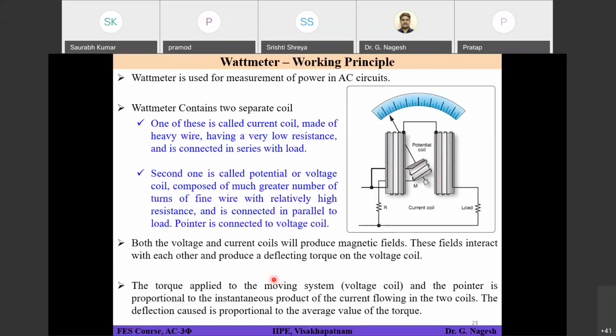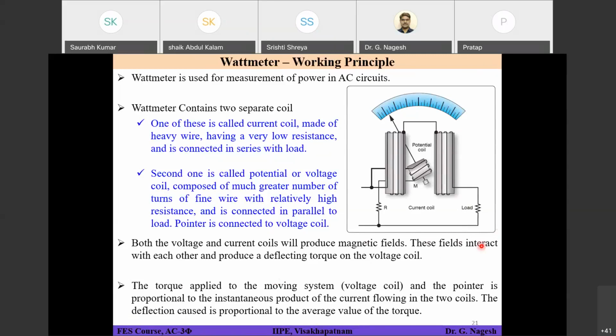Right. So basically, which instrument is used to measure power? Hello. Which instrument? Yeah, voltmeter. So wattmeter is basically used to measure power. It will measure the active power in your circuit.